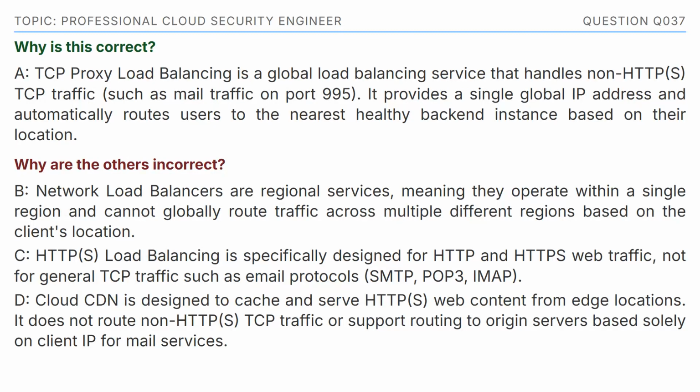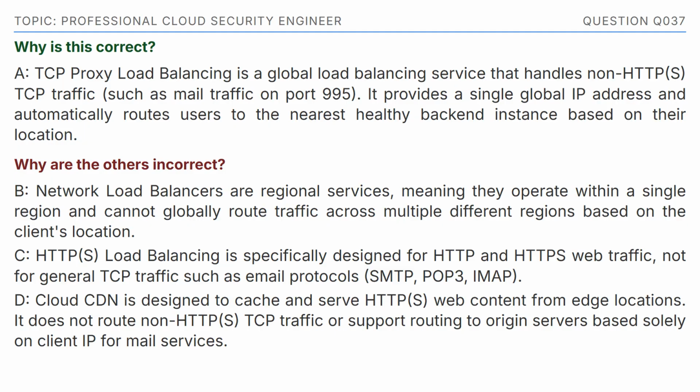Why is this correct? A. TCP proxy load balancing is a global load balancing service that handles non-HTTP TCP traffic, such as mail traffic on port 995. It provides a single global IP address and automatically routes users to the nearest healthy backend instance based on their location. Why are the others incorrect?